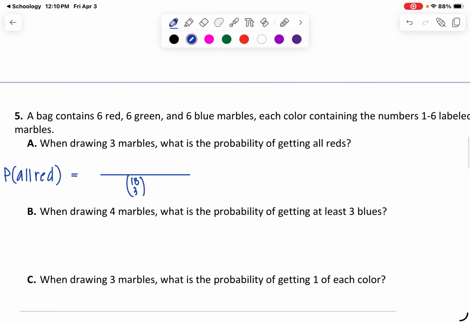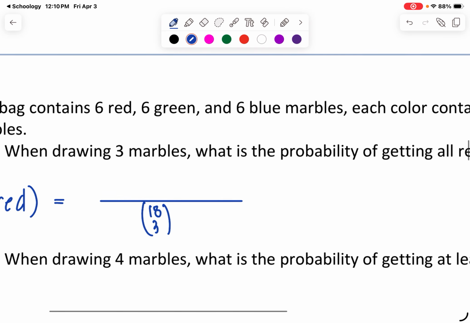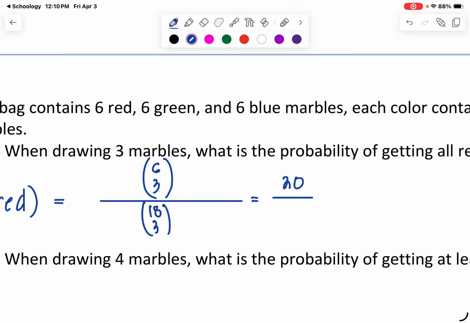Okay. So let's talk about the numerator. What's the probability of getting all reds? So we have to talk about the numerator, which is not the probability of getting all reds, but all ways to get just reds. How many just reds are there? 6. And we are choosing 3. Okay, so we're going to put that in our calculator. Go ahead and pause the video and try putting that in your calculator. 6 choose 3 is 20. 18 choose 3 is 816.